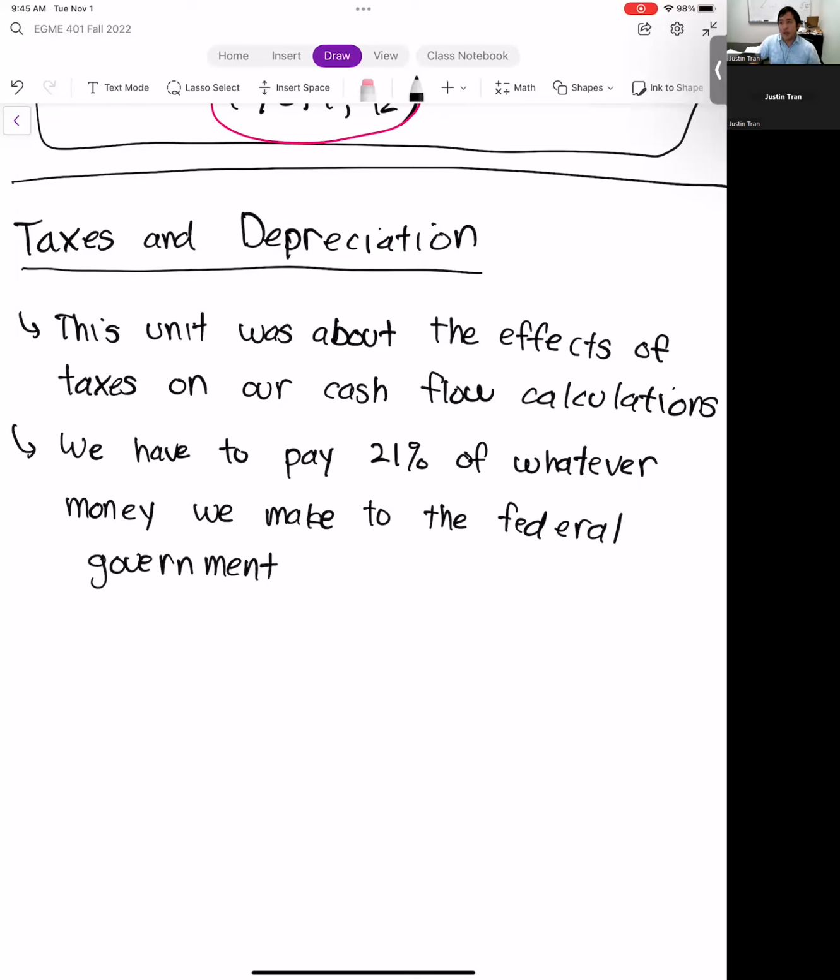And so whatever revenue that we have, the government says, I'm going to take 21% of that, and that's going to be used to pay for, say, police, and to pay for our politicians, stuff like that. But there's kind of a caveat. Just to encourage businesses to conduct their business in America, there are ways to reduce the amount of taxes that you pay based on the money that you spend to run your company.